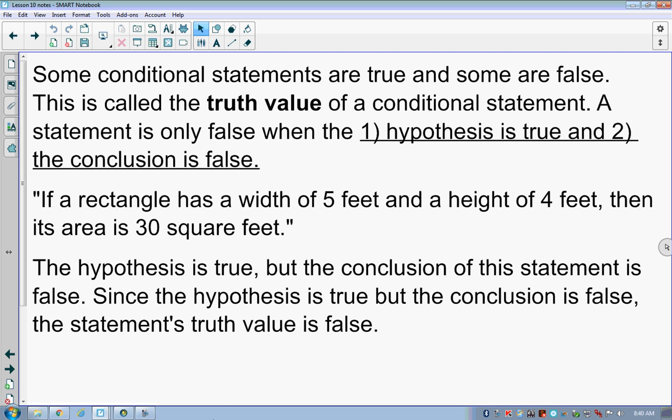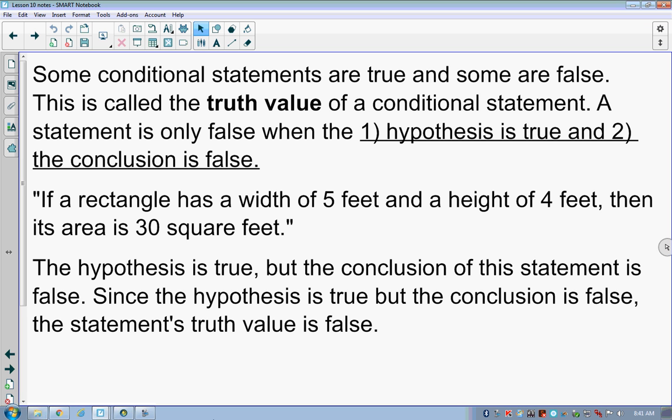Some conditional statements are true and some are false. If I made a statement, if an animal has 8 legs, then it is a horse, that's not a true statement, is it? No. That would be one freaky horse. I don't want to see an 8-legged horse. It'd be like a spider horse, which would give you nightmares. Let's all think about that for a second.